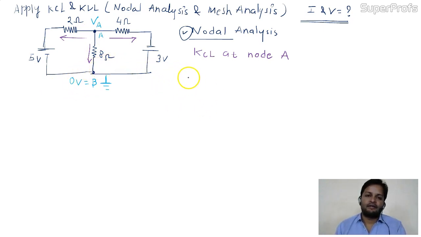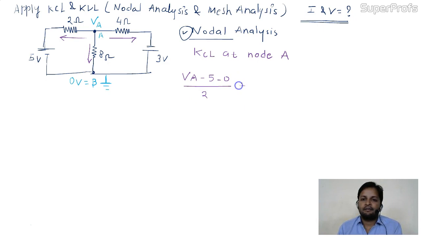First, I'll write for this branch: VA, up to ground you have to go, minus 5, over, divided by the resistance. We have only 2 here. Then plus. Why am I taking positive signs? Because they are outgoing currents. What about this one? VA minus 0, divided by the resistance.